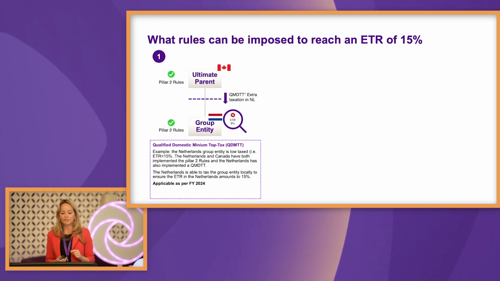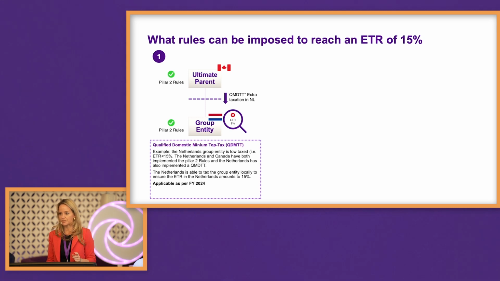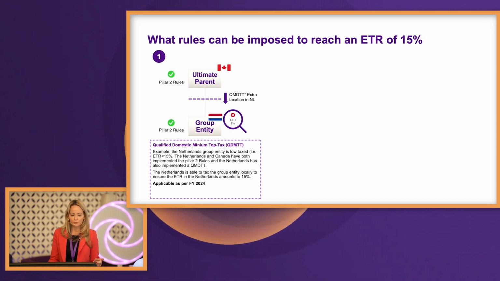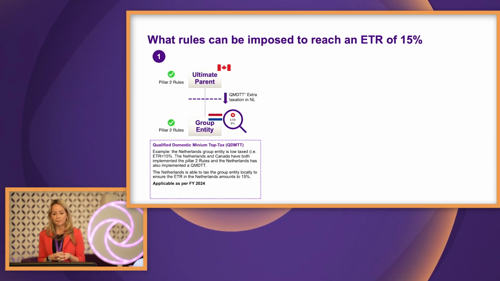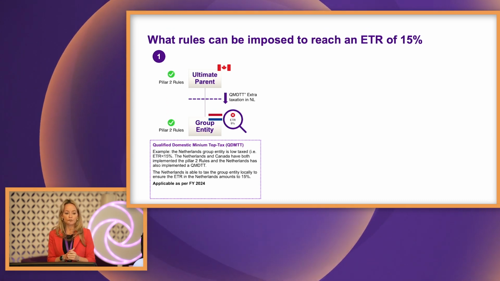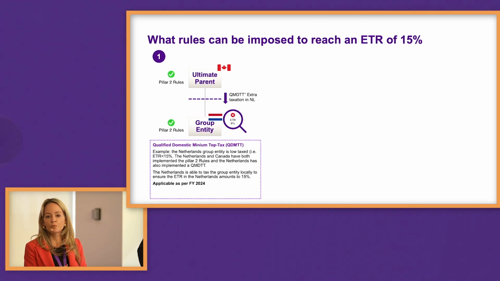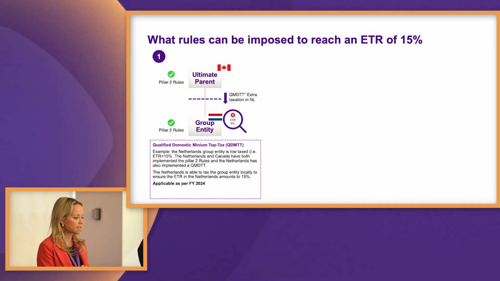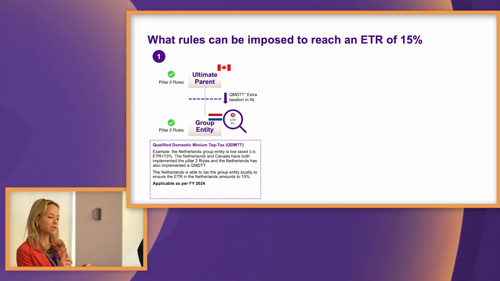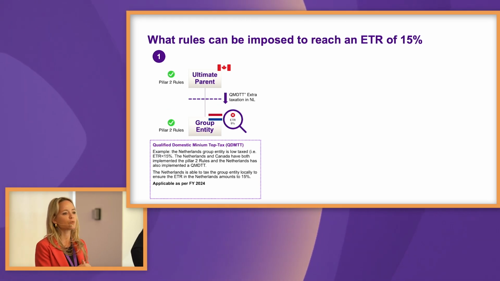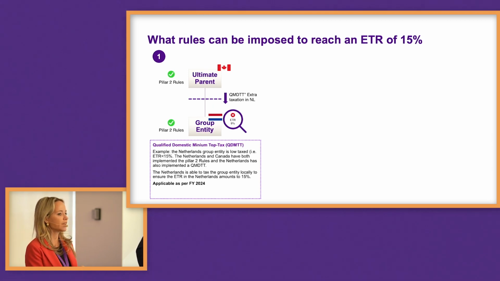Now, I was just telling you about the rules which can be imposed to reach an ETR of 15%. And I tried to make some examples which are fairly easy so you can see what's happening. Like I say, if you are an ultimate parent entity, let's say in Canada, and you have a group entity in the Netherlands, which has an ETR of 9%. And now you would say, why 9%? Because the Netherlands has a far higher corporate income tax rate. That's true. We have a corporate income tax rate of 25.8%.